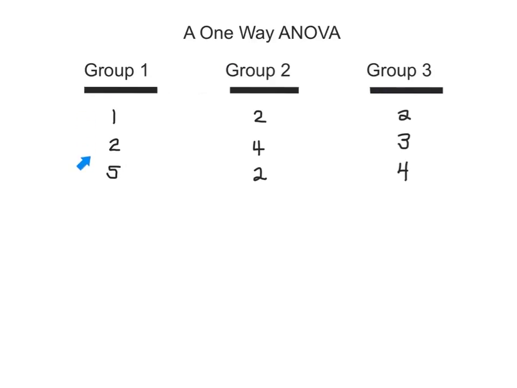Now we're going to calculate the mean for each group. So let's start with group 1. And this time we're going to use an X bar. So the mean for group 1 is going to be the sum of all the values, 1, 2, and 5, which is 8, divided by the total number of values, 3. 3 goes into 8 twice, with 2 left over, so 2 and 2/3. That's about equal to 2.6.